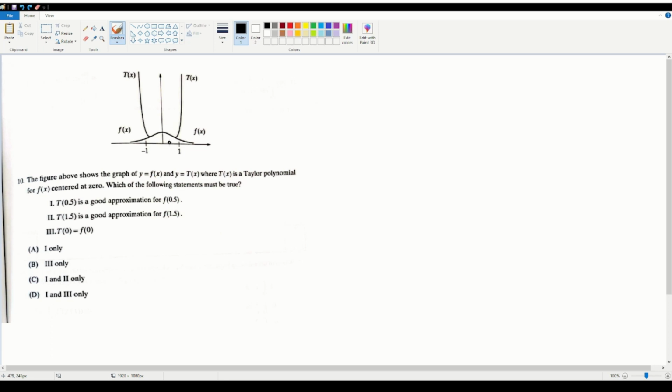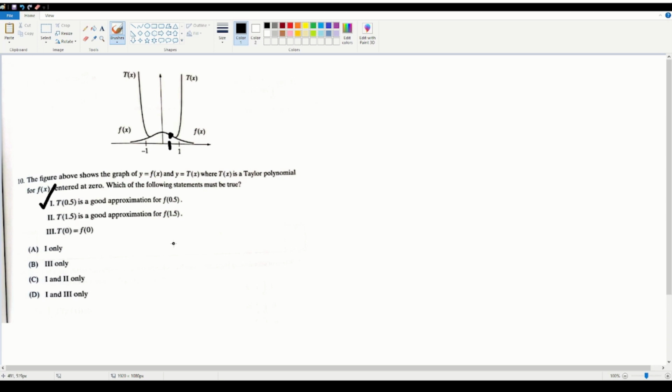We can say it's like right around there. And we can see that t of 0.5 and f of 0.5 are either the same value or very, very close, so close that it wouldn't be noticeable on a graph like this. So t of 0.5 is a good approximation.